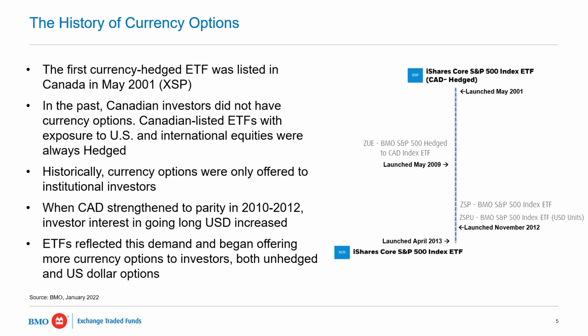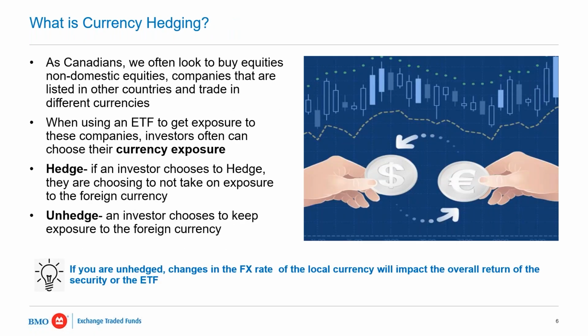Yeah, I found it really interesting just looking at this that the hedge to CAD tickers were the first to be listed, and then we evolved to the unhedged version and then the .U versions a few years later. Chris, can you just give us a high level 101 on what is currency hedging and then the difference between a hedged and an unhedged ETF?